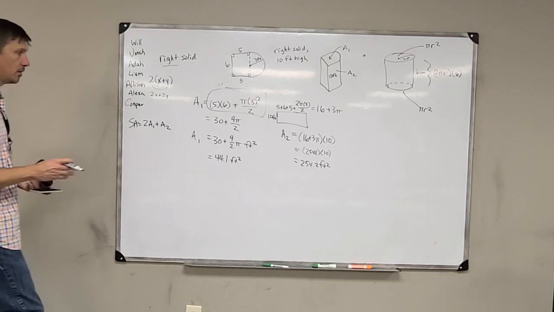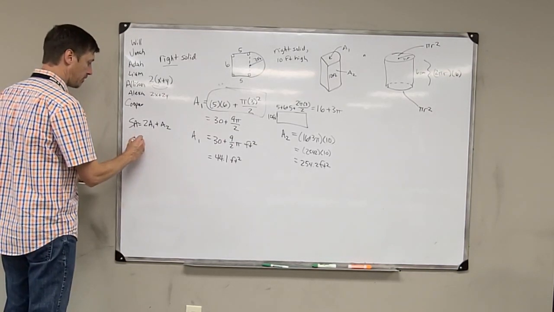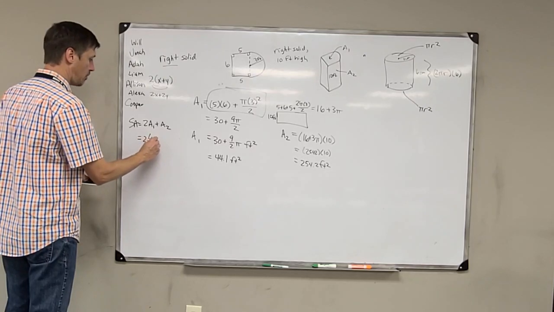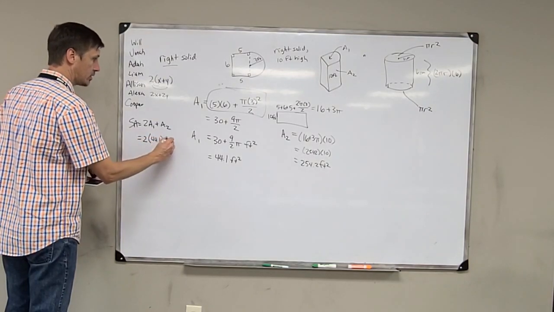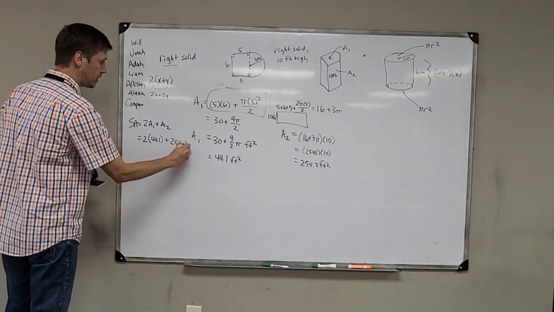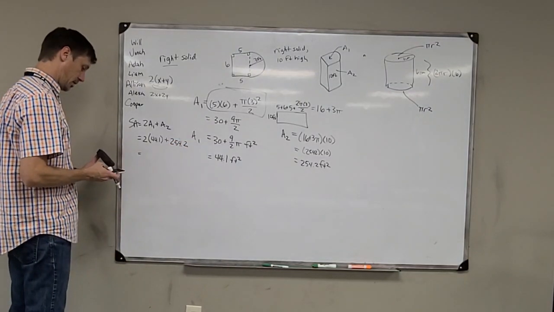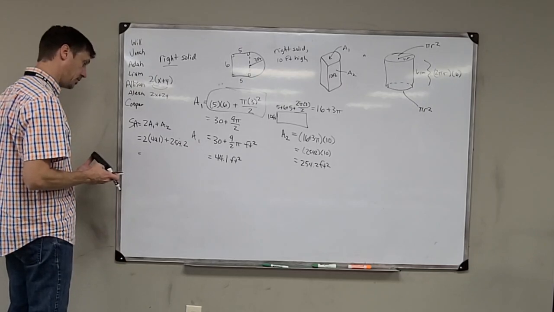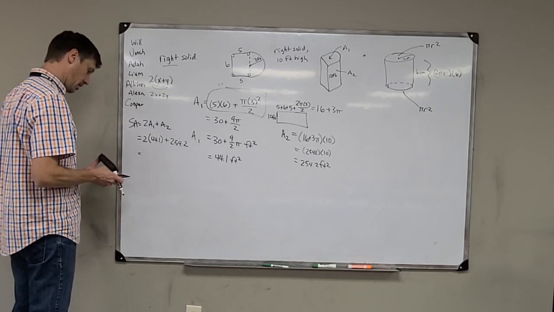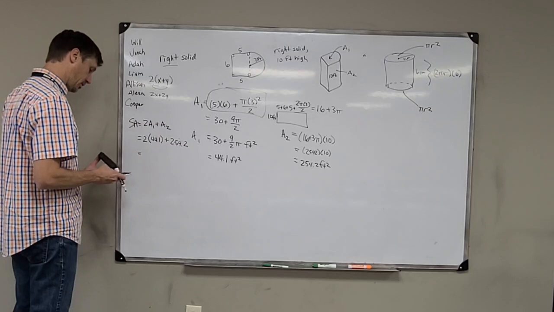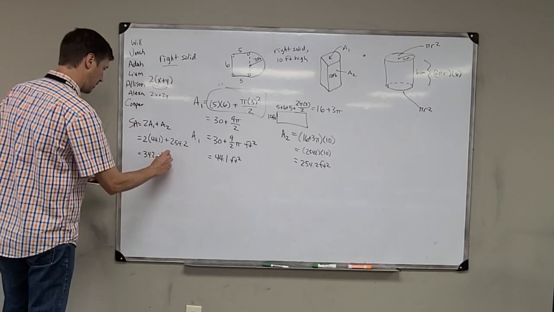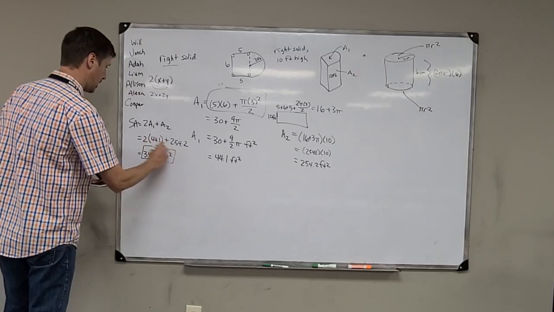Okay, so now we're going to take those values and we're going to plug them in our final surface area equation. So 2 times 44.1 plus 254.2. And so 44.1 times 2, order of operations says I need to do that first, plus 254.2, and so I get 342.4 feet squared as my final answer.